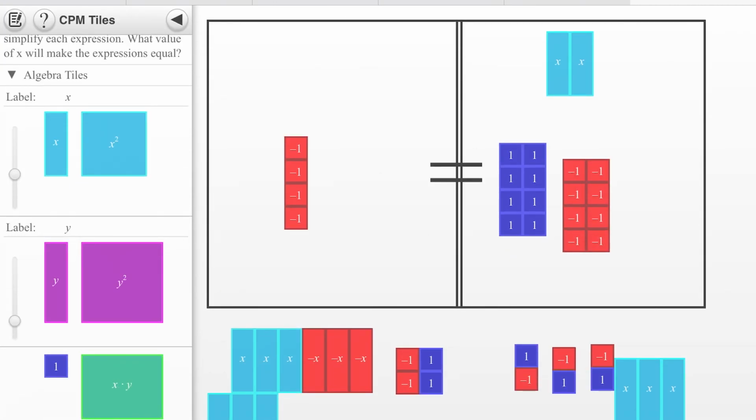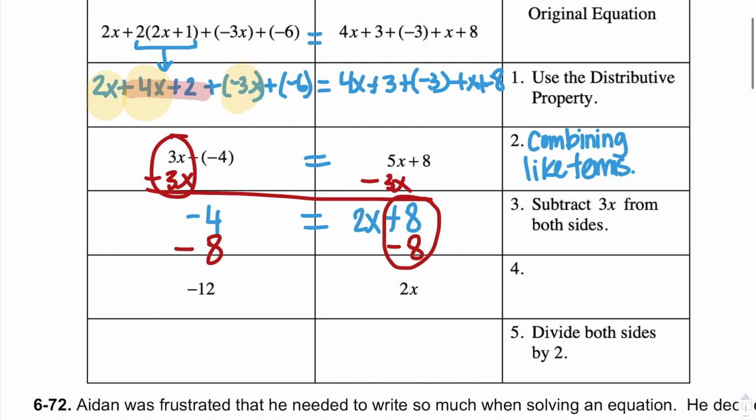If I bring in 8 negatives on the right side, I can make 0 pairs with this group of 1s, right? And these group of negative 1s, they make a 0. So if I bring in 8 negatives on the right side, I have to bring in 8 negatives on the left side, of 3 groups of 4 negative 1s, which is negative 12. So that's exactly what we're going to do. I'm bringing in negative 8 on both sides.